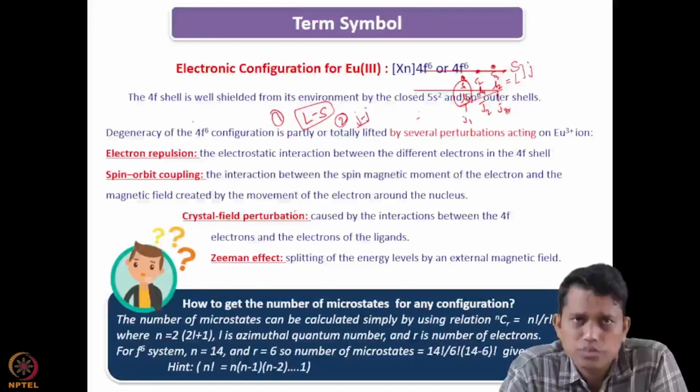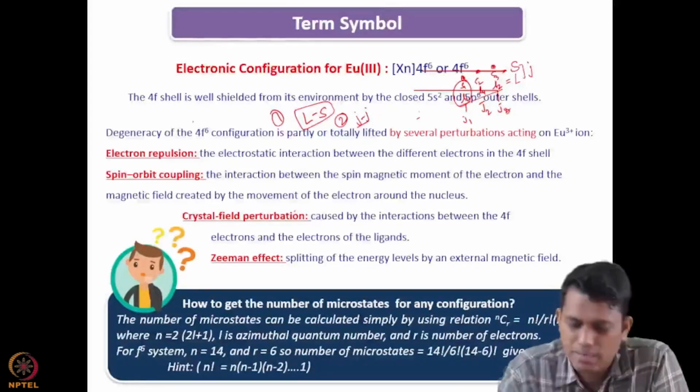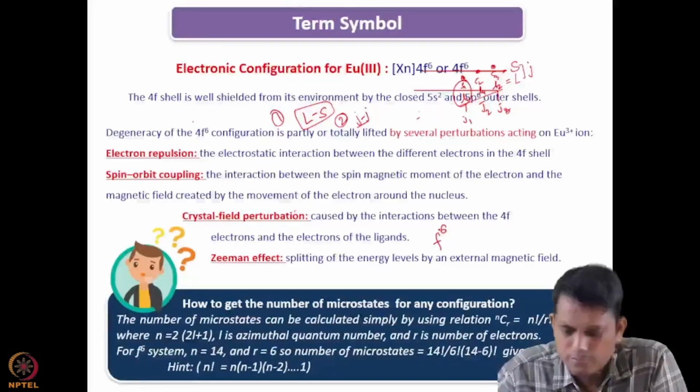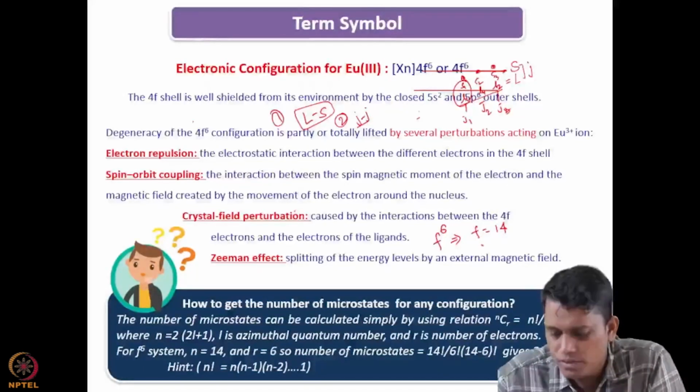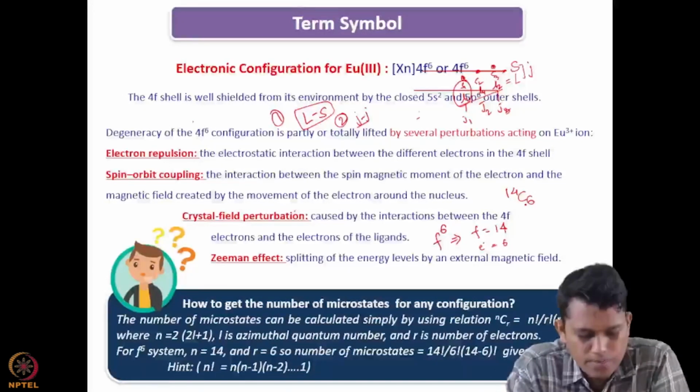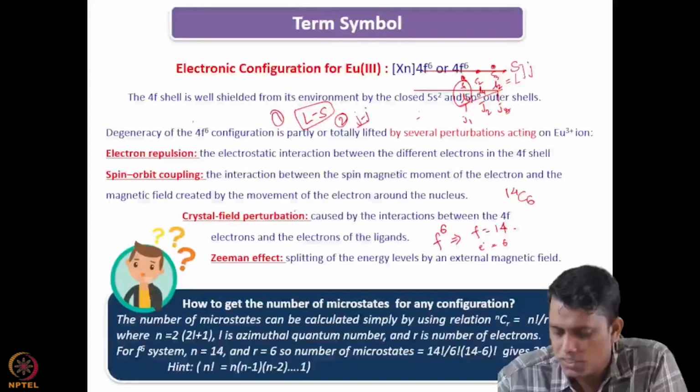So here I've given you an example of how you can calculate the number of configurations, or rather the number of microstates, for a given number of orbitals and a given number of electrons. Here I've taken the example of f6. As I've shown you for d2, since we have f orbitals, we have 14 possibilities for electron arrangement, and our number of electrons is 6. So the ways in which we can arrange them is nothing but 14 choose 6, and if you solve this, you'll get 3003 ways.